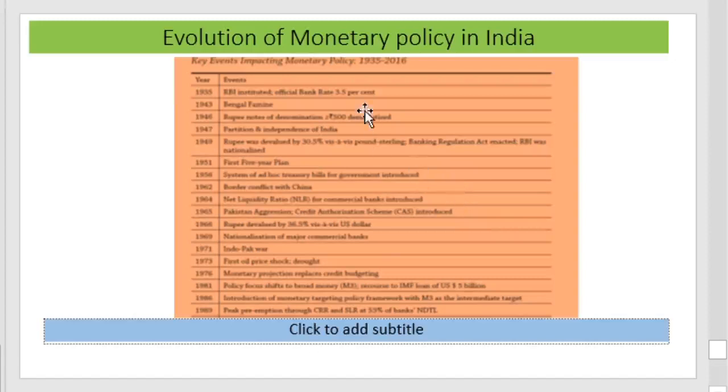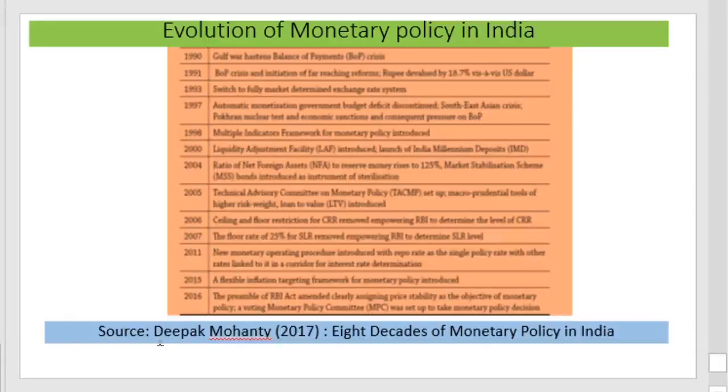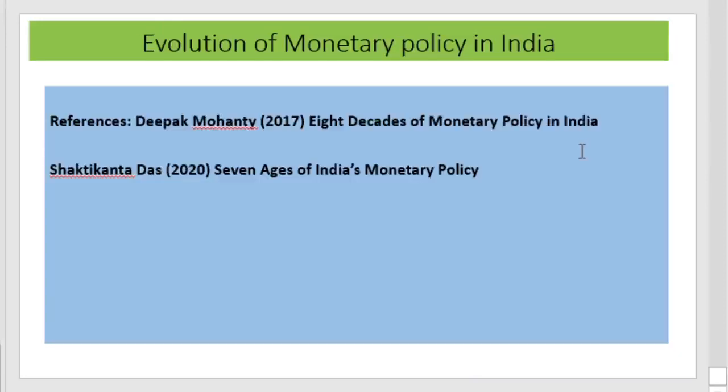The evolution of monetary policy from 1935 onwards is given in this table. It is from Deepak Mohanty's book, which was published in 2017, about the 8 decades of monetary policy in India. These are the important references used for the study.